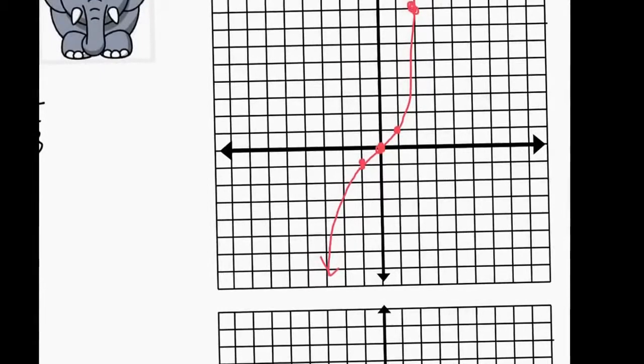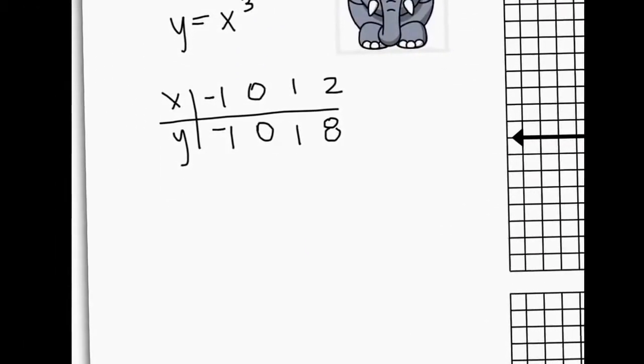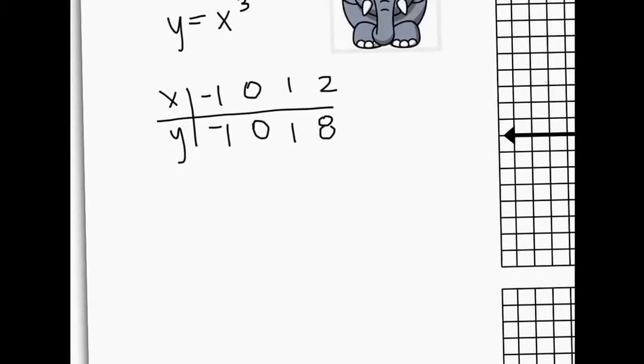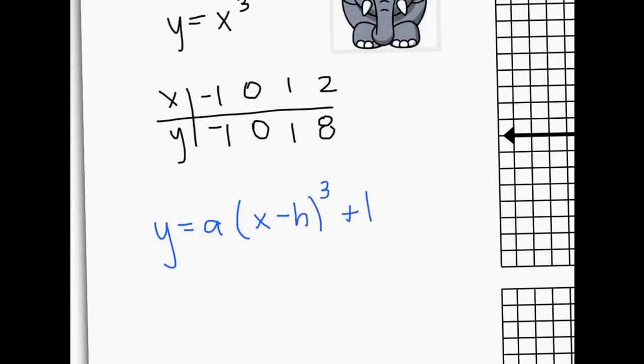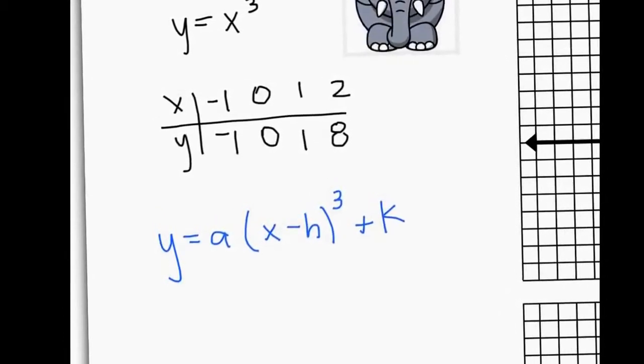Now, if we want to look at just our general form, if we are thinking stretch and translations that we're going to cover in Chapter 8, we would write our general form as y equals a times x minus h quantity to the third plus k. And as you'll see in our further sections, the a value is going to be our stretch, h is going to be the x-coordinate of our central point, and k is going to be the y value of our central point. So that covers x cubed.